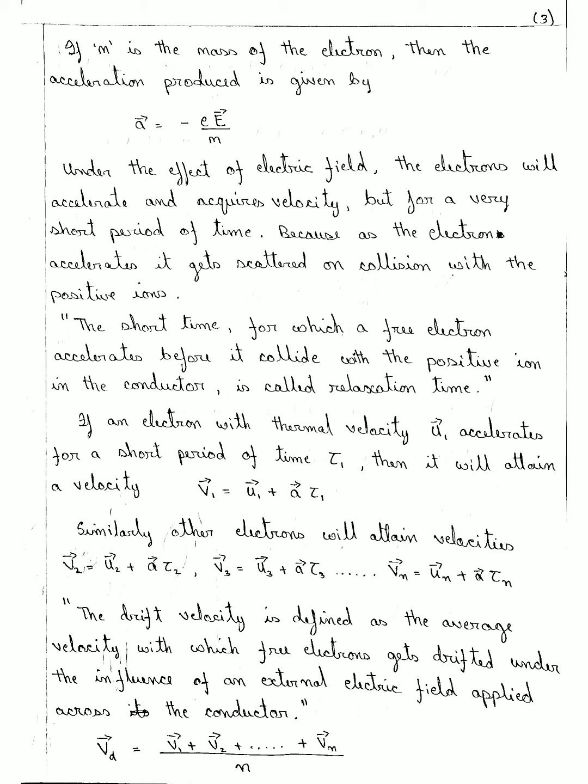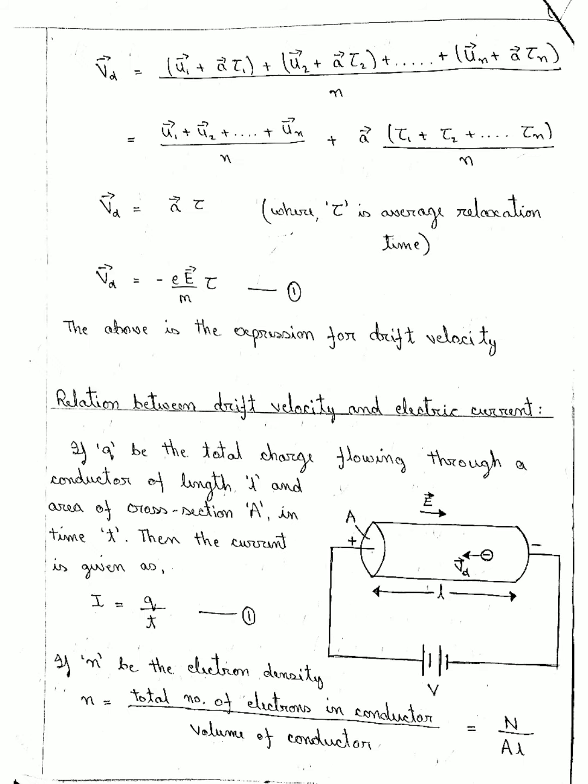From the formula above, v1 equals u1 plus a tau1, v2 equals u2 plus a tau2, v3 equals u3 plus a tau3, and vn equals un plus a tau n. Putting these into this equation, we get this formula. Then we take the thermal velocities in one group, that is u1 plus u2 plus u3 plus ... plus un divided by n.